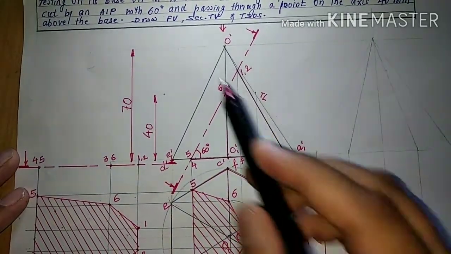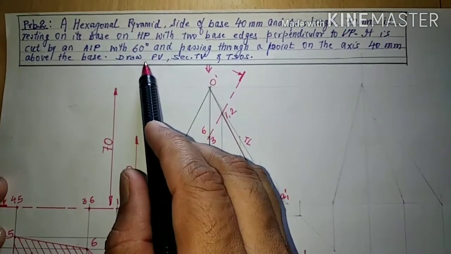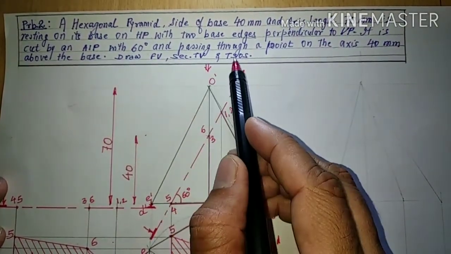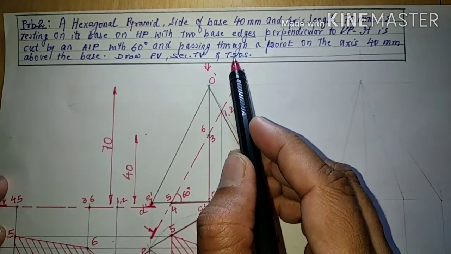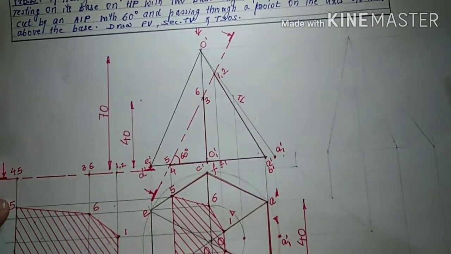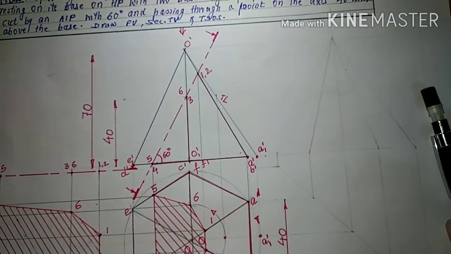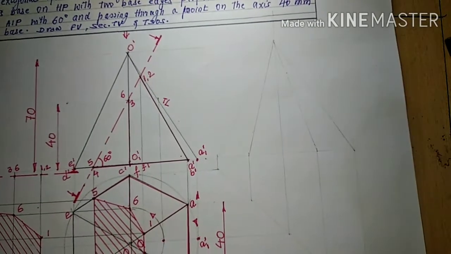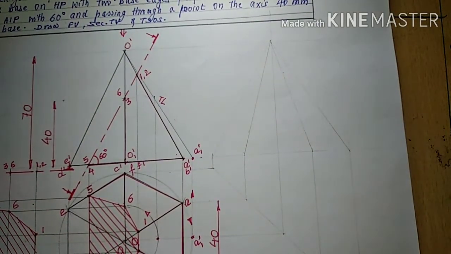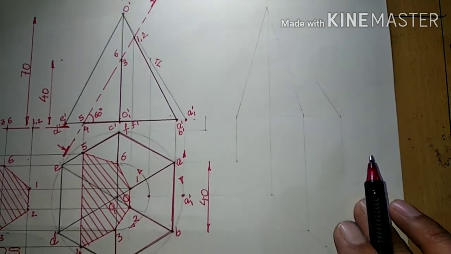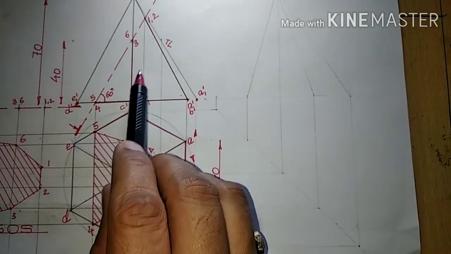So see here, whatever things were asked, draw front view, sectional top view, TSOS, that is true shape of section, we have completed the entire one. Sometimes this is an optional one. Sometimes they may ask you for sectional side view also. In that case, we simply take front view, top view.